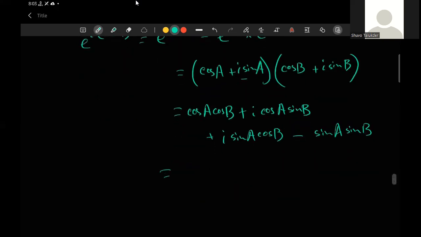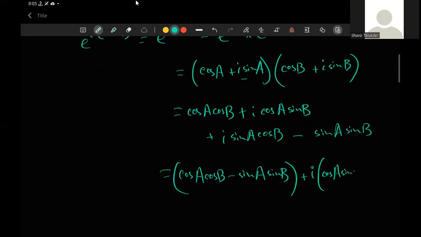And you will see that we have two real parts and two imaginary parts. So I'm writing them using brackets. Right, so this is what we get. We get a complex number. The real part is basically this thing, and the imaginary part is basically this thing, right?